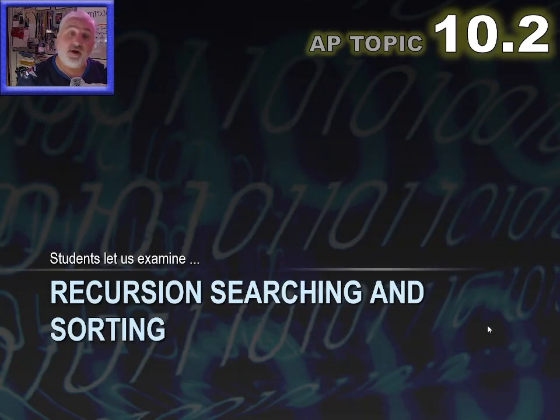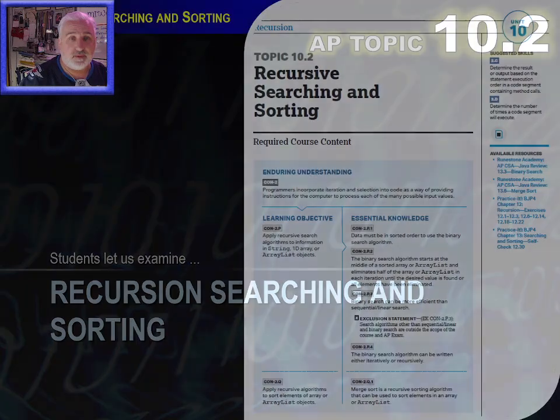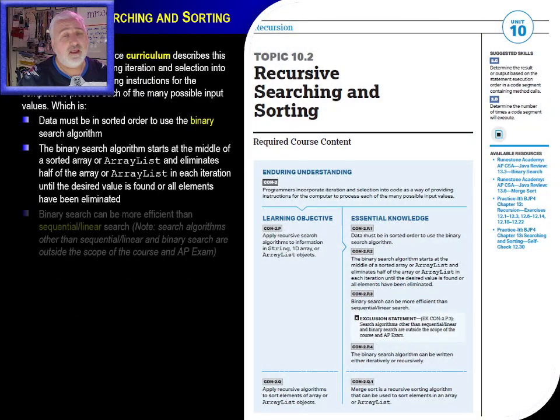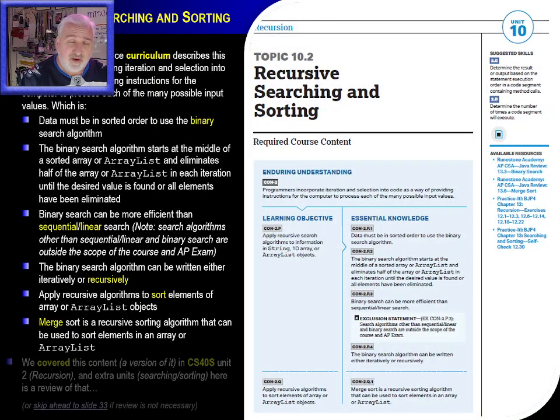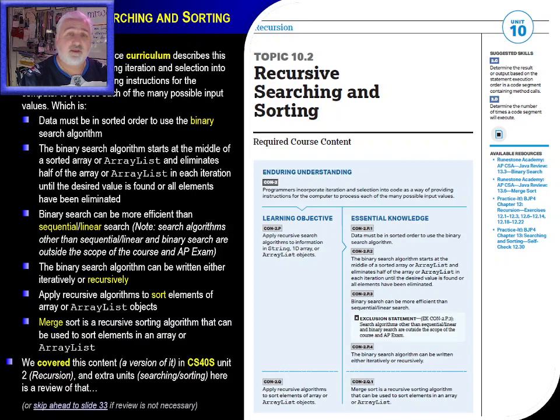All right, but let's move on to topic 10.2 of the AP Computer Science curriculum, recursive searching and sorting. So this is, again, covered in the AP curriculum, but very briefly, right? It talks about something called the binary search algorithm, which can be done recursively. It also talks about the linear search algorithm, okay, and how the binary search is more efficient. But what it doesn't say is how to implement that algorithm. It's not something you need to know for that.